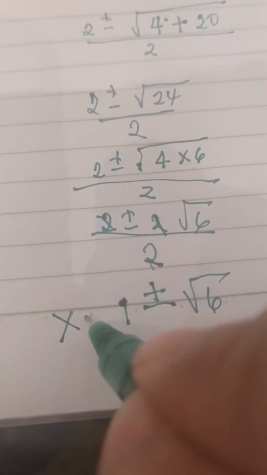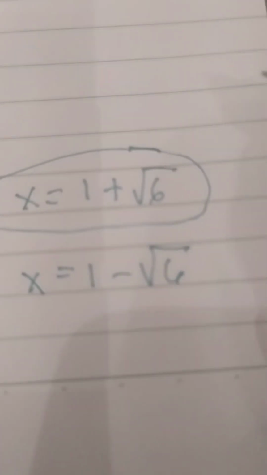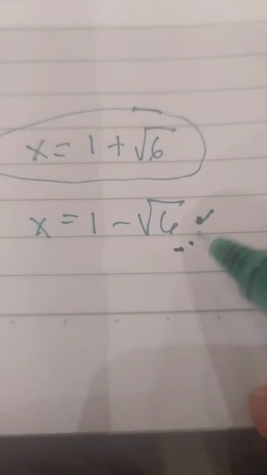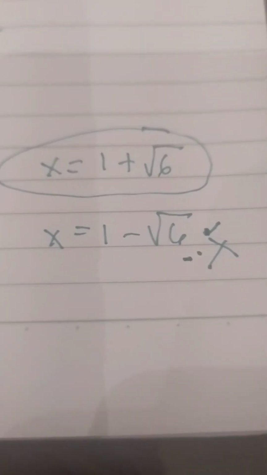So the possible values of x are: x is equal to 1 plus the square root of 6, and x is equal to 1 minus the square root of 6. Now, we are going to accept this only if we are aiming for the numerical values of x. But if we use the second one, our answer will be negative, and we are not accepting negative sides for a right triangle.